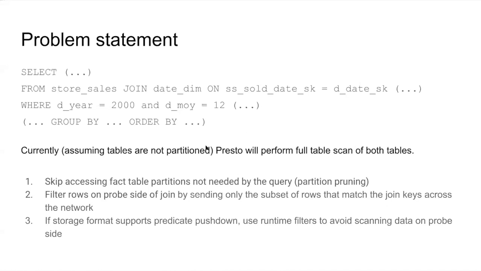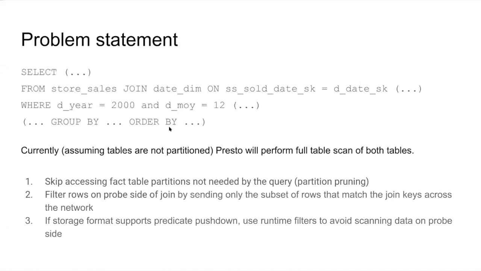So the problem statement here is, can we skip accessing fact table partitions by doing partition pruning? During the build phase, we will be able to figure out specific dimension keys, and it should be possible to prune the partitions only to those specific keys while scanning the fact table. So in this case, for example, for d underscore date underscore sk, we would have a small set of values, and those values we can use to prune partitions while reading the store sales table.